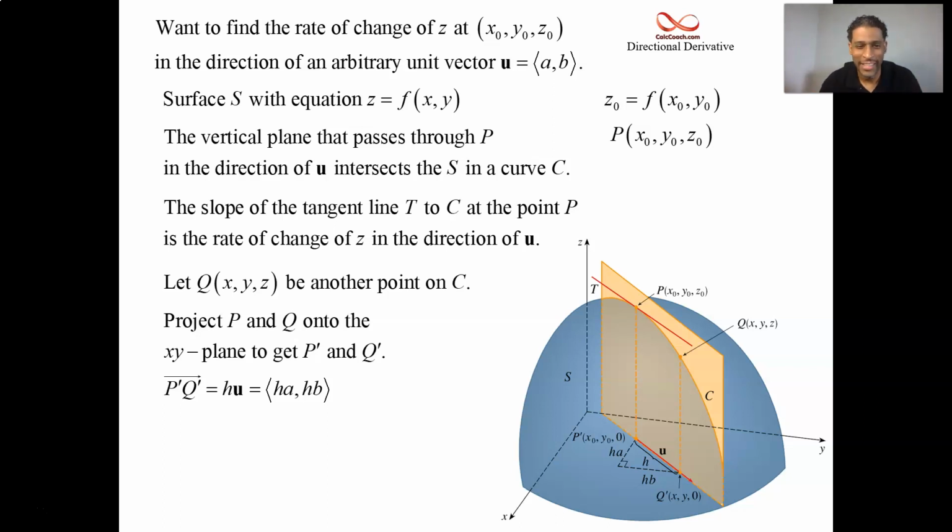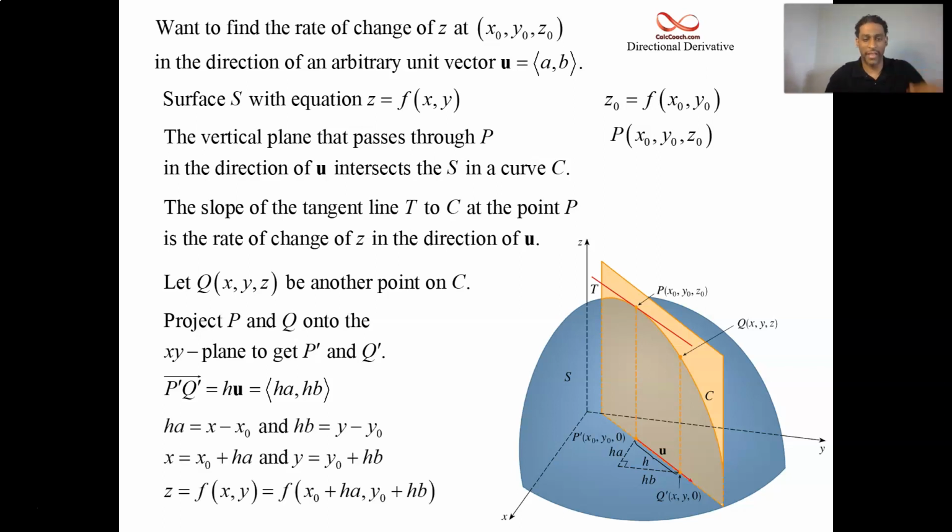Now, the HA is basically the difference between the x and the x naught. And the HB is the difference between the y and the y naught. The coordinates of the vector P prime, Q prime would be x minus x naught and y minus y naught. You have 2 points, and we'll find a vector between those 2 points, terminal minus initial on each coordinate. So x minus x naught is your i component, and y minus y naught is your j component.